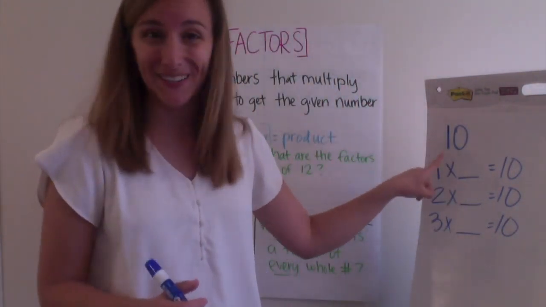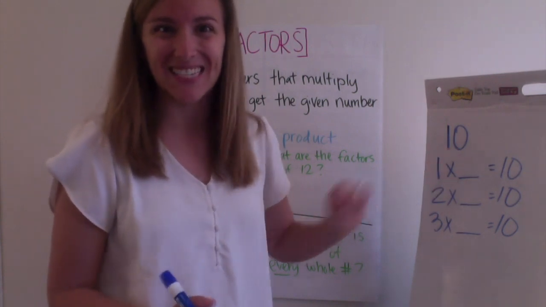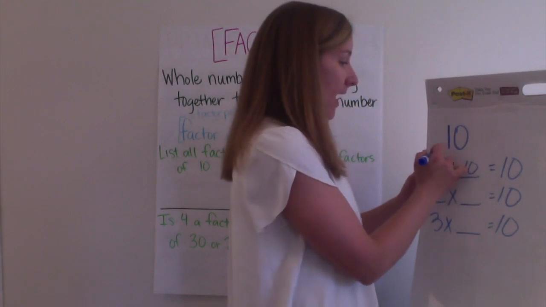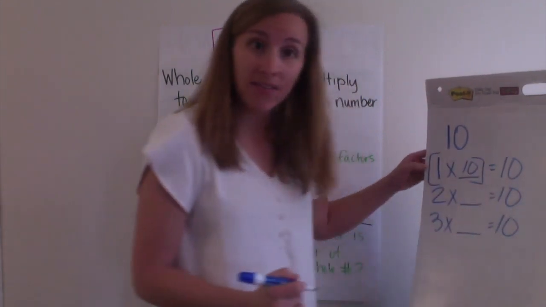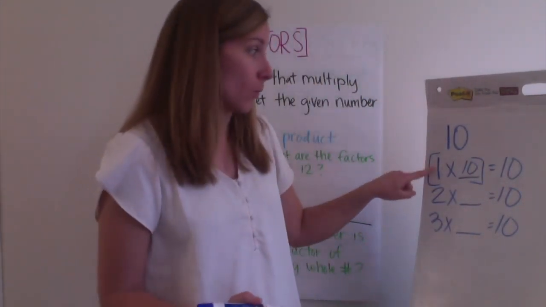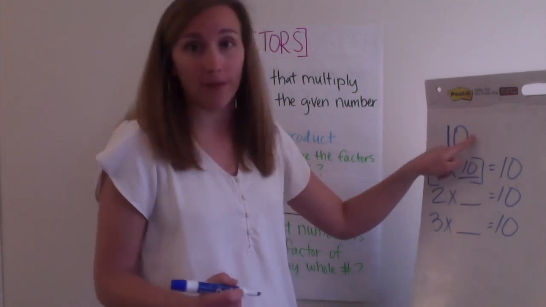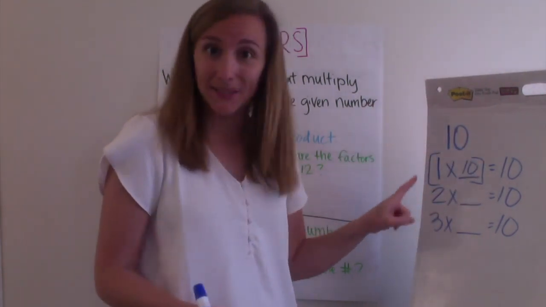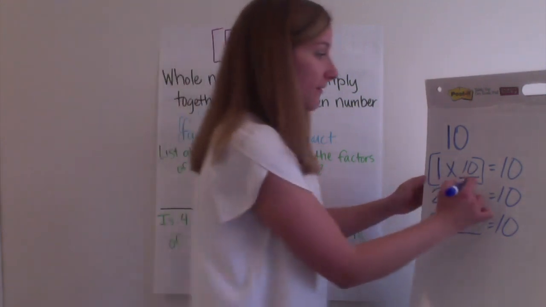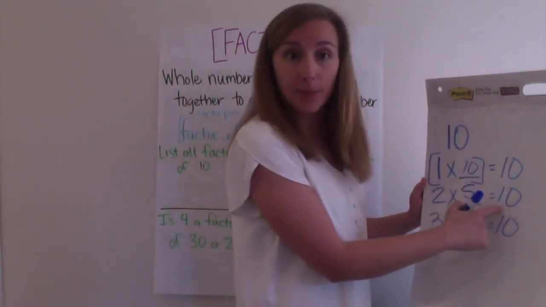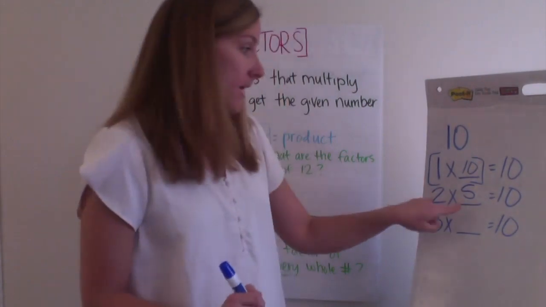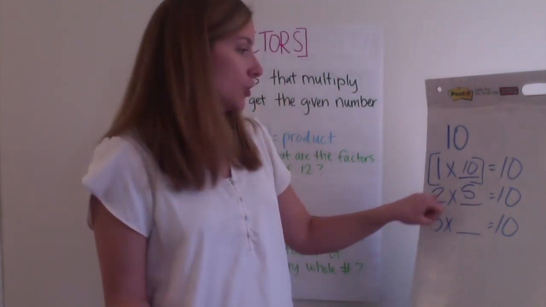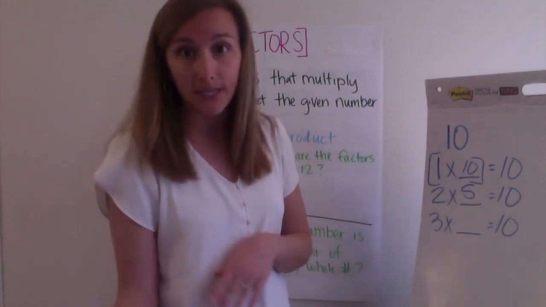Well, so we know this one, we're going to start off nice and easy. Well, 1 times 10 is going to get you 10. That means that 1 times 10 would be your factor pair, and 1 and 10 are both factors of the number 10. Well, this one's nice and easy too. 2 times 5 is able to get you 10, so that means 2 times 5 would be another factor pair of 10, and 2 and 5 are also factors of 10.